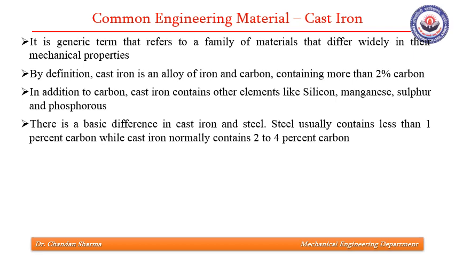By definition, cast iron is an alloy of iron and carbon, which has more than 2% carbon. In addition to carbon, cast iron also contains elements such as silicon, manganese, sulfur, and phosphorus. There is a basic difference between cast iron and steel. The parting line between steel and cast iron is the percentage of carbon. In steel, the carbon percentage is less than 1%, while cast iron has 2 to 4% carbon content.